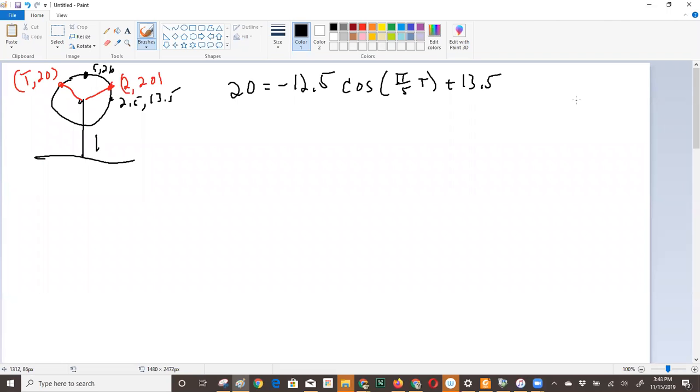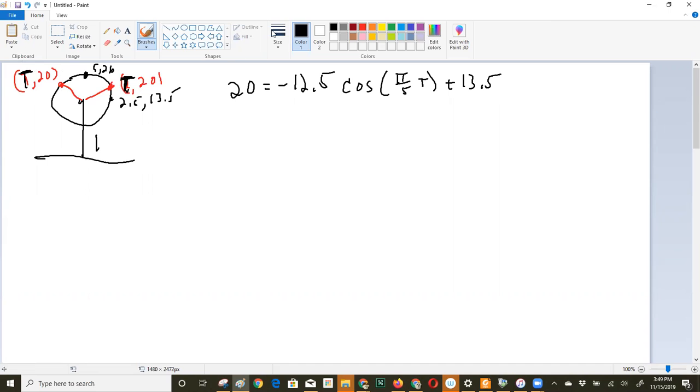Okay, so the equation I'm going to solve is this one. I want to know, when is that height equal to 20? So I see there's two places on this graph when the height equals 20. I should have written t and then t. So there's two places with height equals 20, right?